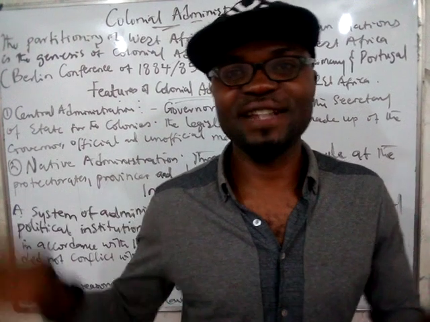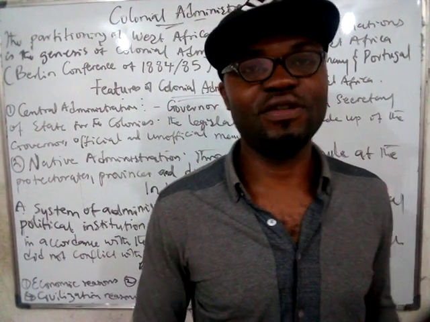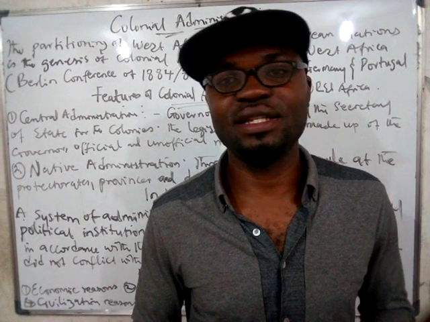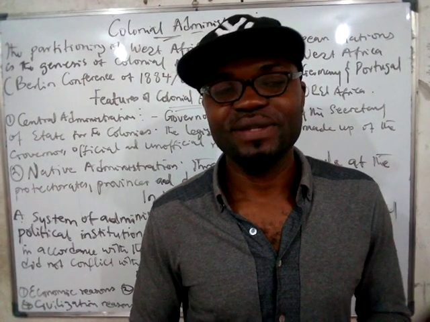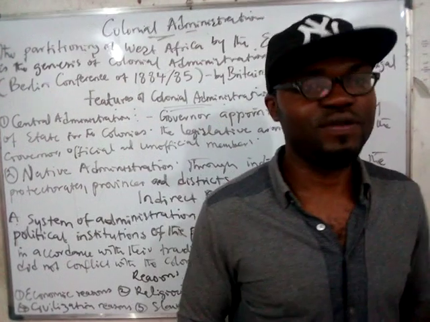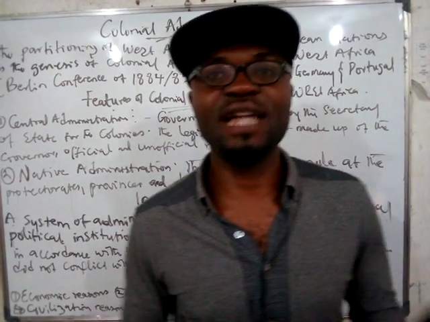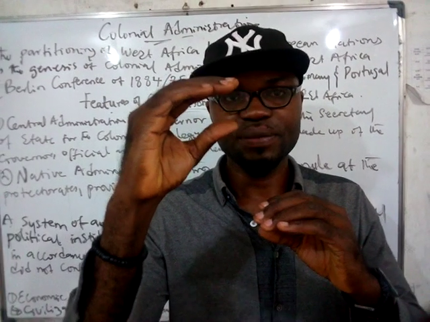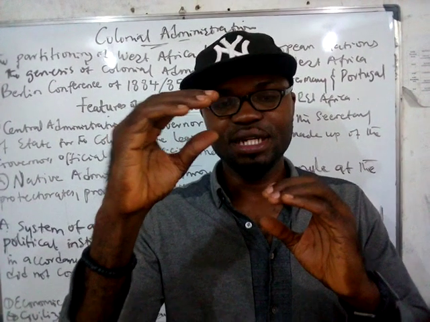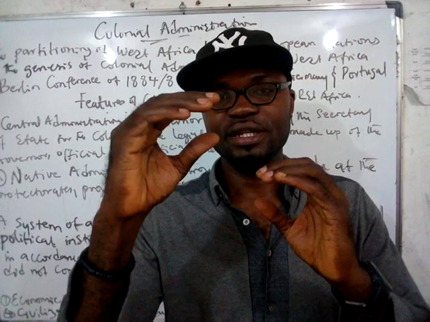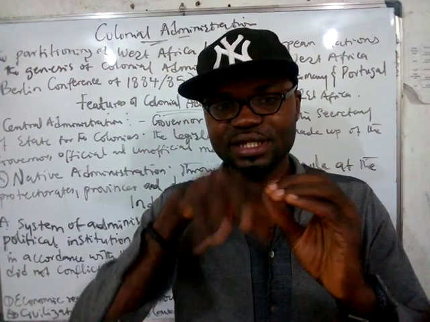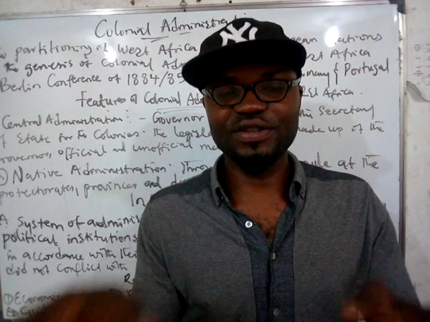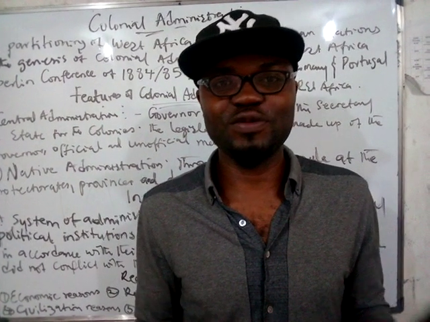In that same way, France had Cameroon and the Francophone countries. Portugal had their own countries as well as the other countries. So that is what we call colonial rule. And this colonial rule has features like the central government that is headed by the governor and the native government that the central government uses to administer governance to the people. They use the native government through a method known as indirect rule.